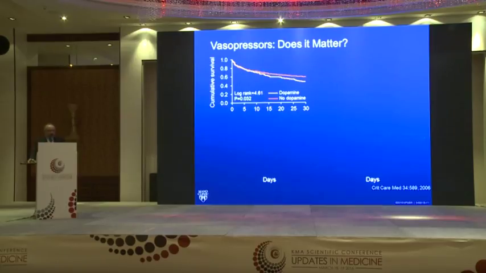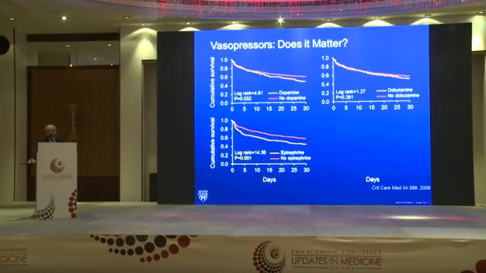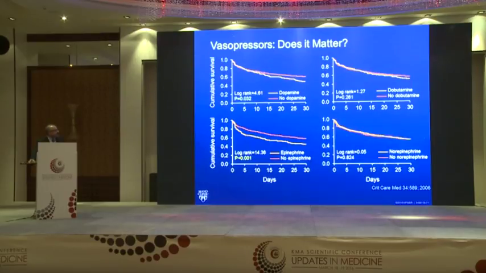Okay, so what are the differences of pressors? Dopamine, it seems that patients who were on dopamine had higher mortality, lower survival in comparison with those who weren't on dopamine. Dobutamine didn't make any difference in mortality. Those who were on epinephrine had higher mortality, lower survival, and norepinephrine, in comparison with those who were not on norepinephrine, had a similar mortality.